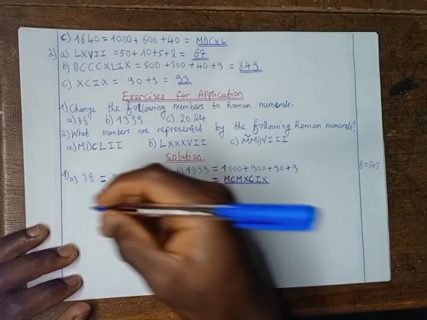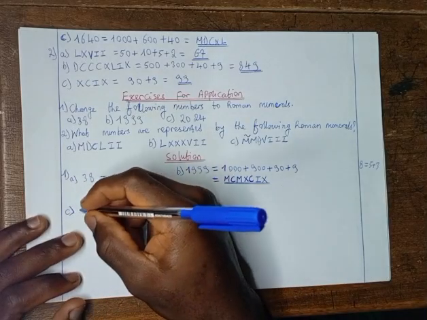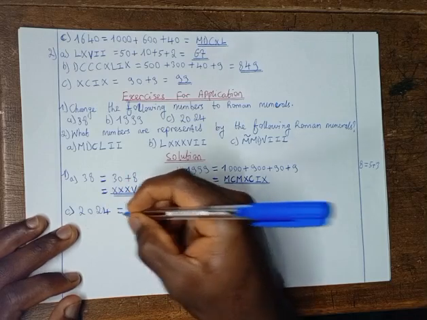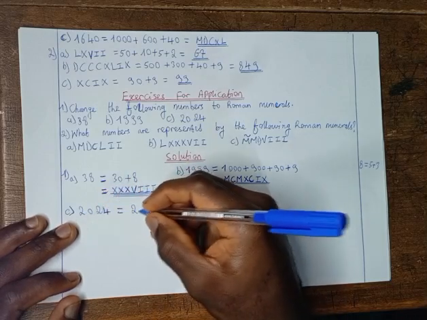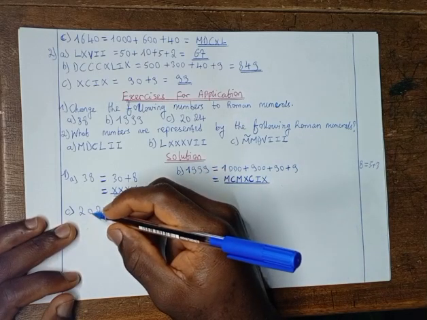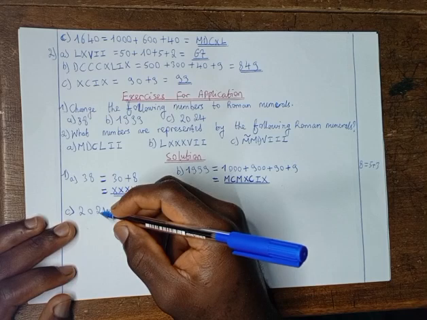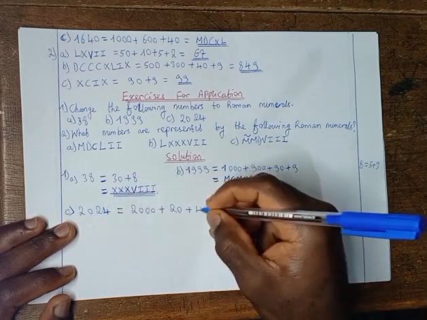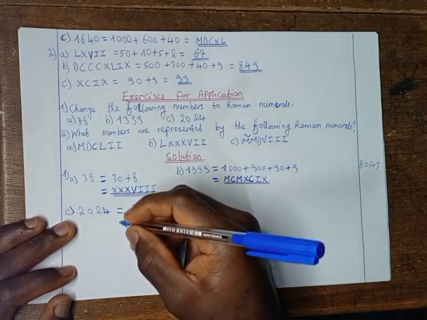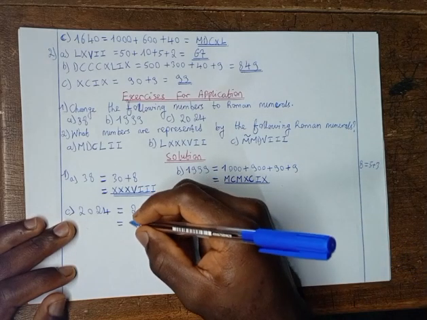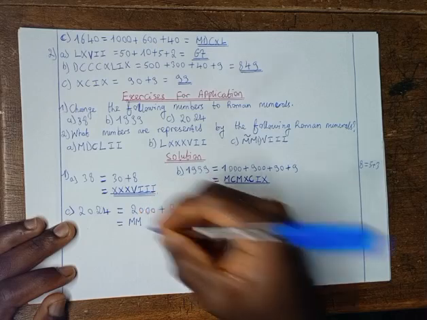Next, we go to question C. For C, we have the number 2024, which is this year. Writing it in expanded form, we know the first 2 has a value of 2000 plus, we are going to ignore 0, we move to the second 2, which has a value of 20 plus the last digit 4, which has a value of 4 units. You know, 2000 is the same as 1000 plus 1000. The Romans represented 1000 by using an M. So 2000 will be represented by using 2 M's.